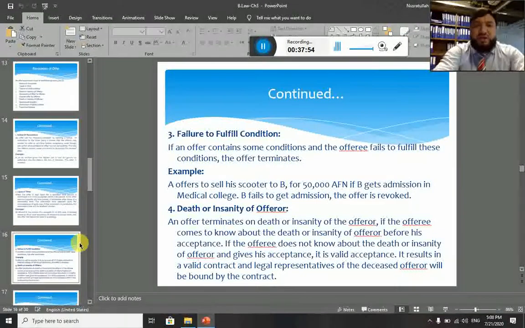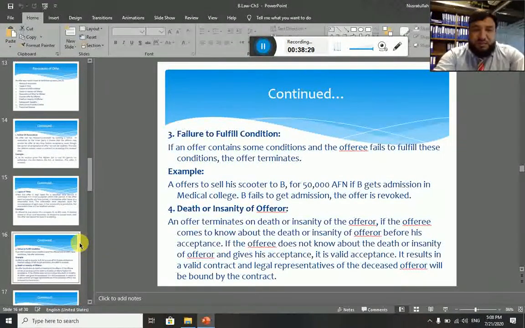Next, failure to fulfill condition. If an offer contains some condition and the offeree fails to fulfill these conditions, the offer terminates. Right? For example, Ahmad offers to sell his scooter to Bilal for 50,000 if Bilal gets admission in medical college. Right? This is the condition. That if Bilal gets admission in medical college, Ahmad will sell his motorcycle for 50,000. So if Bilal fails to get admission, the offer is revoked.